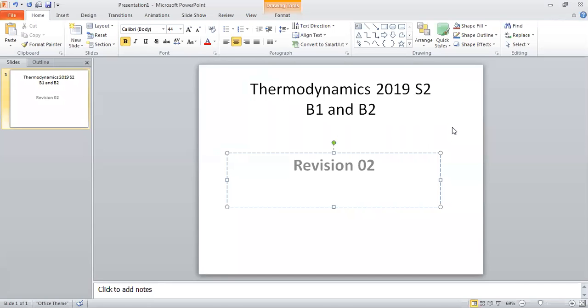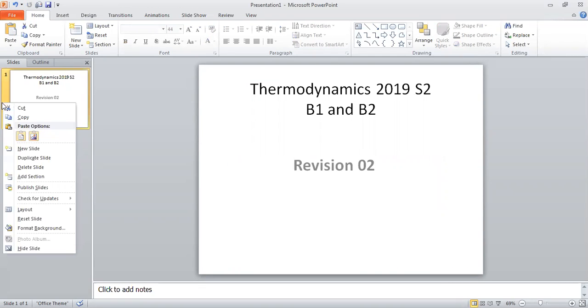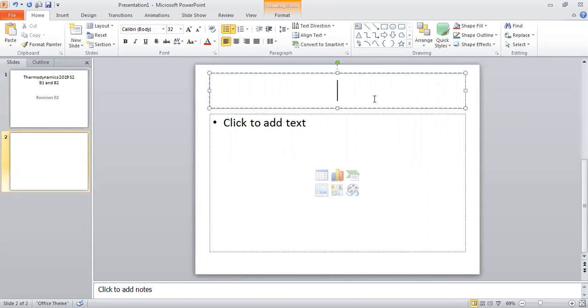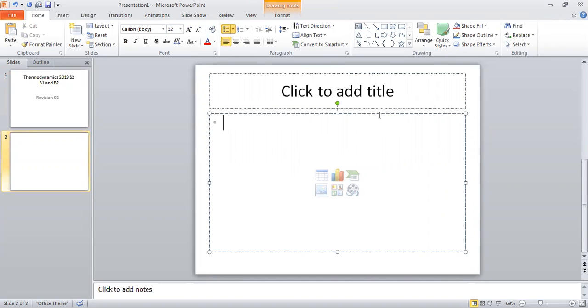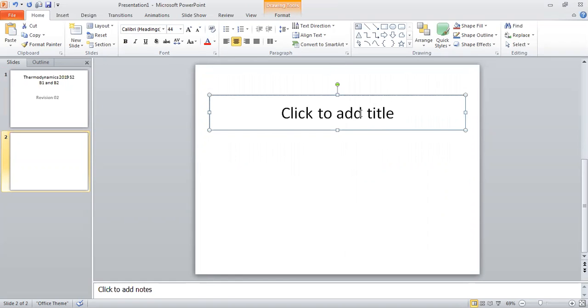Okay, it's an exam focus. So today I put here the Thermodynamics 2019 semester 2 B1 and B2, because even though only B1 is joining today, this is applicable to B2 as well. The same as in the first revision, only B2 joined, you were not there. So that's why you have to go through the video and all.